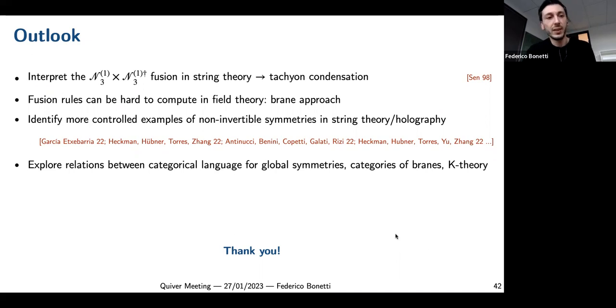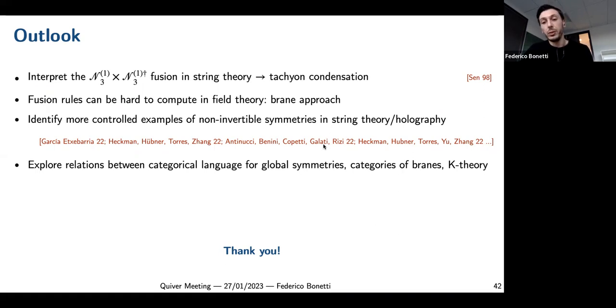And more generally, since in a sense we are still learning about non-invertible symmetries, I think it's still very important to try and construct as many controlled examples as possible. So those can be using branes in holography, this can be geometric engineering, and there have been already some very interesting works on the subject in other constructions.